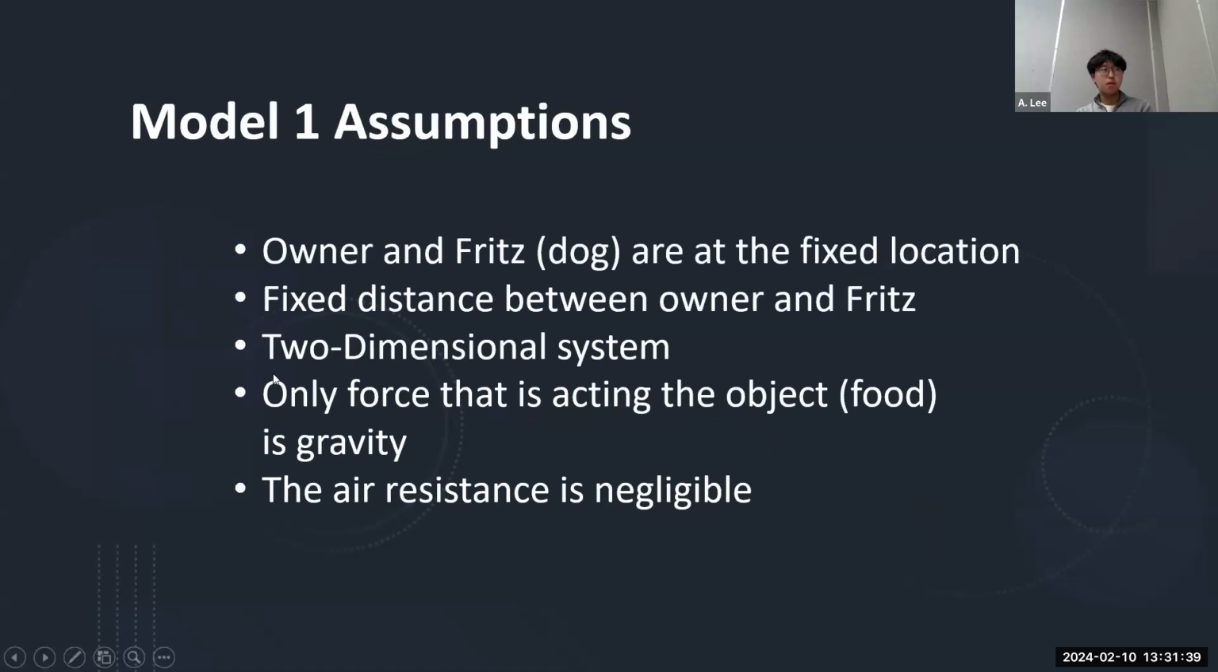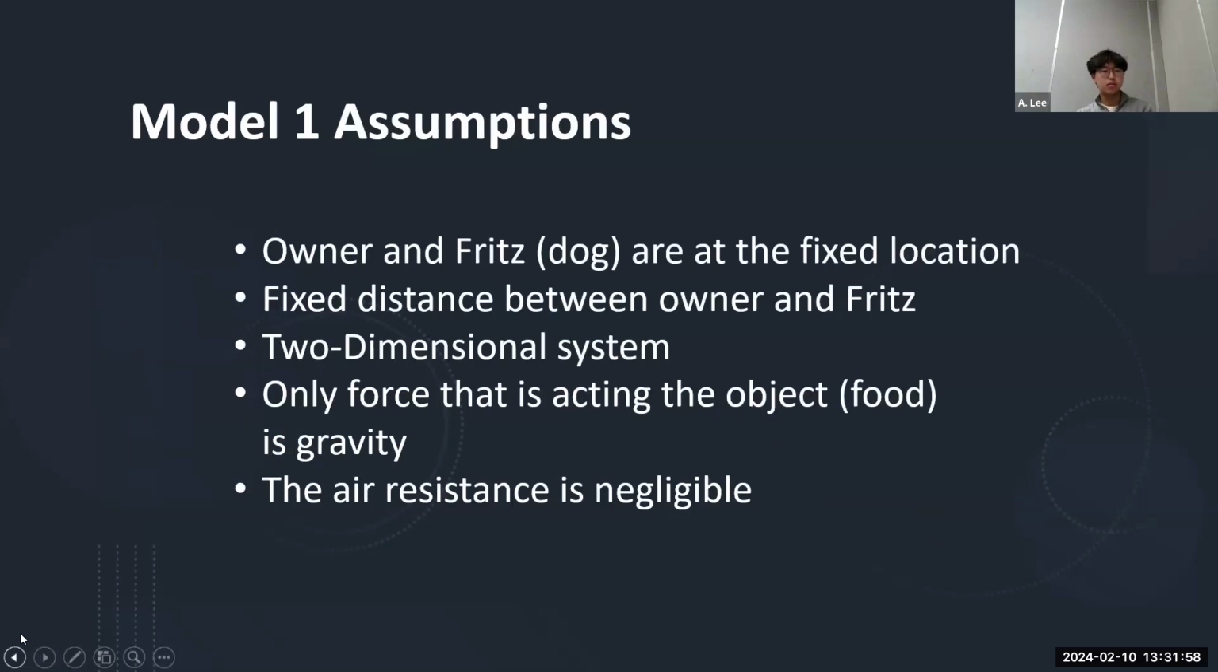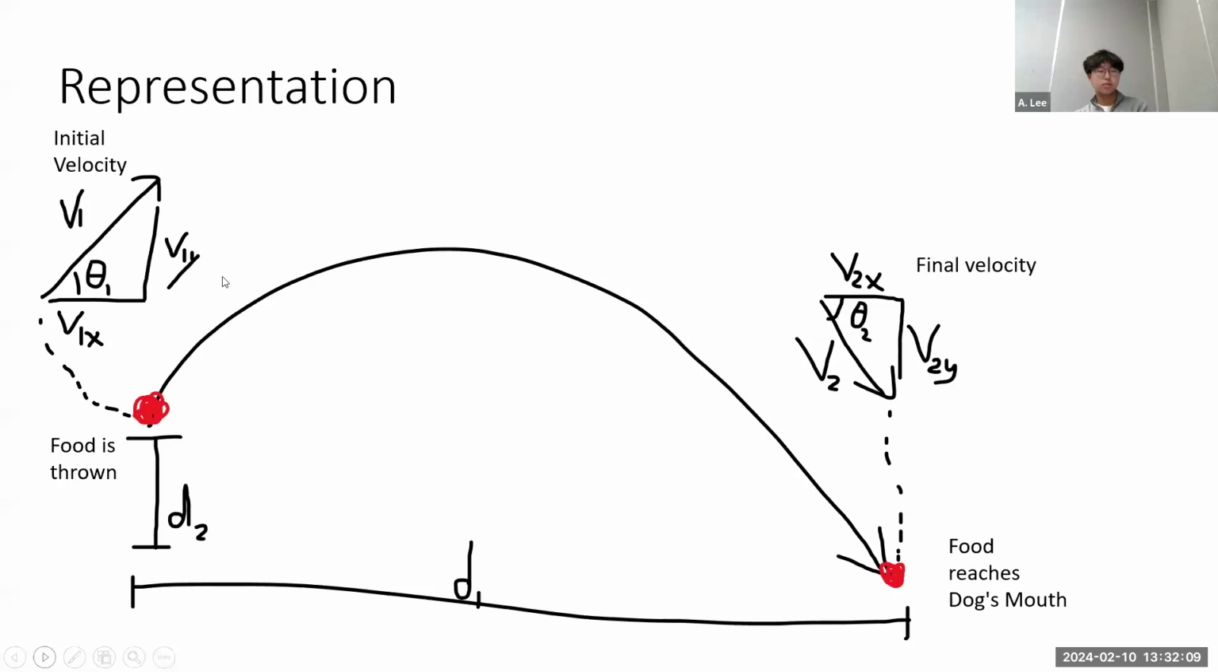Our team used two different models, one that accounted for air resistance and one that didn't, in order to see how important air resistance was in the graphs and charts. This model is the one without air resistance. We assume that the Fritz and the dog are at fixed locations and the object is being thrown without air resistance. And here's a rough graph of the food being thrown to the dog.